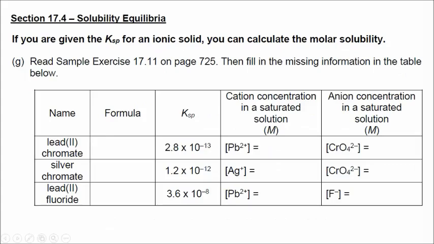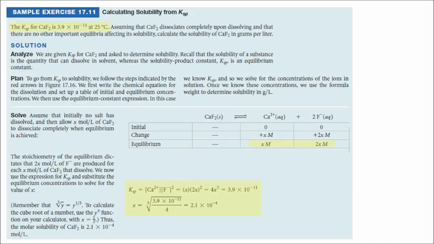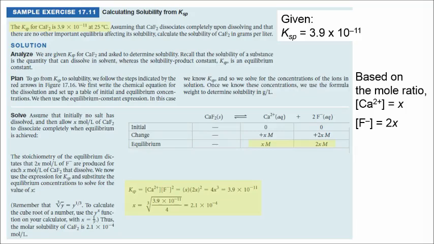So we had just seen an example where you're given solubility and you calculate KSP. Let's go the other direction. If you're given the KSP, you can calculate the molar solubility. Let's look on page 725 at sample exercise 17.11. They gave us a KSP value for calcium fluoride, 3.9 times 10 to the negative 11. We have an expression involving 1 mole of calcium for every 2 moles of fluoride. But we don't know what these numbers are, so we call them X and 2X. Plugging those numbers into the KSP expression, we have X, which is the concentration of calcium, times 2X quantity squared equals the KSP, 3.9 times 10 to the negative 11.